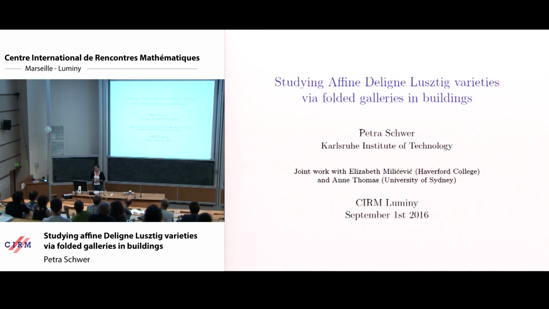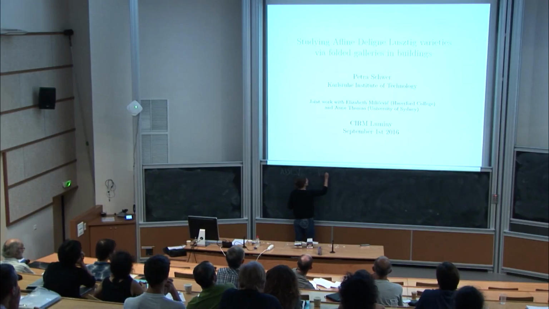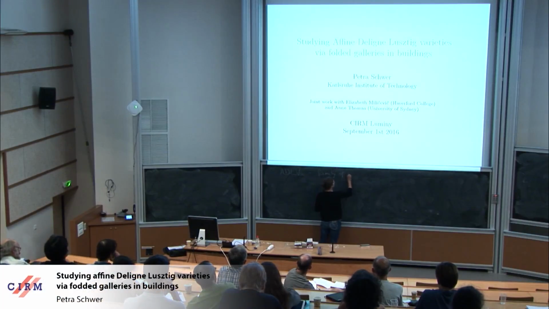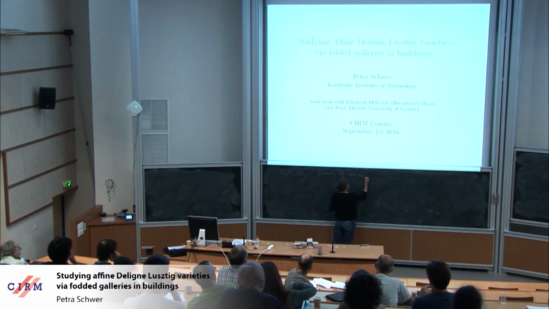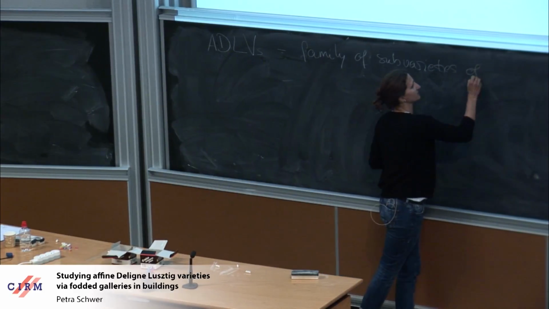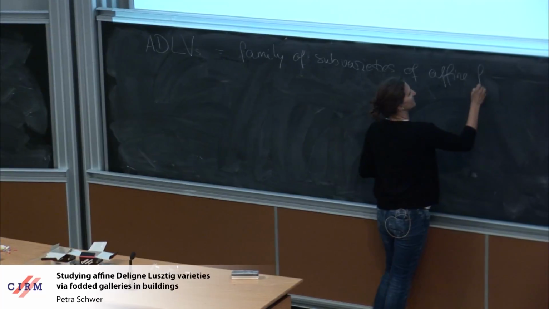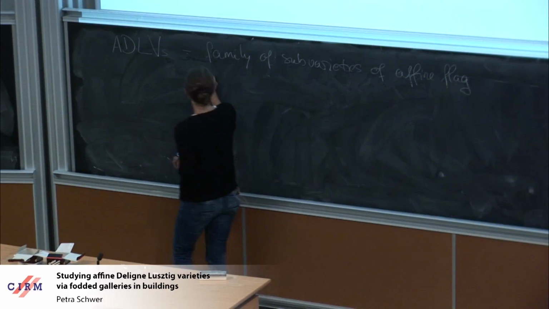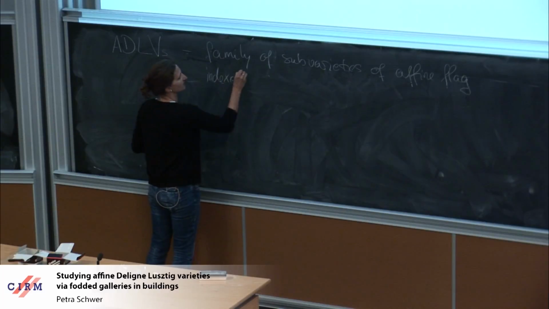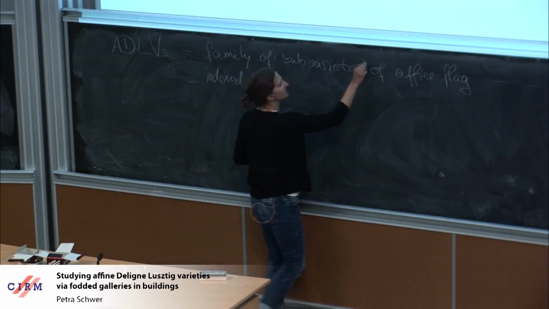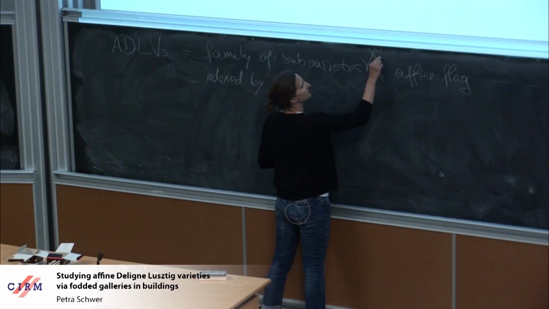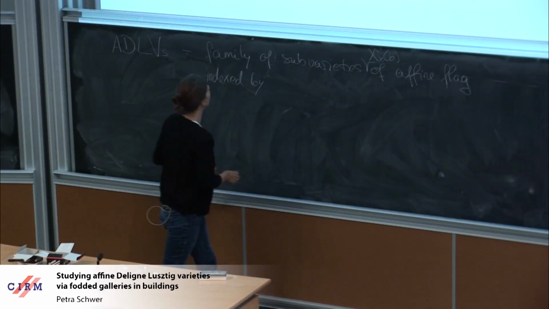Before we formally introduce what affine Deligne-Lusztig varieties are, let me put it like this for a second. I'll abbreviate it by ADLV because it's so long to say. They're a family of subvarieties of the affine flag variety, and they're indexed by a pair of elements. So these varieties are called X_{x,b}.